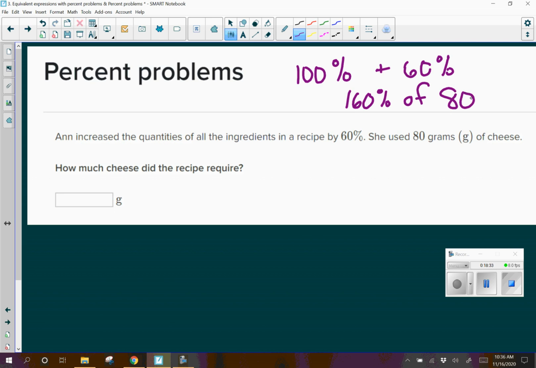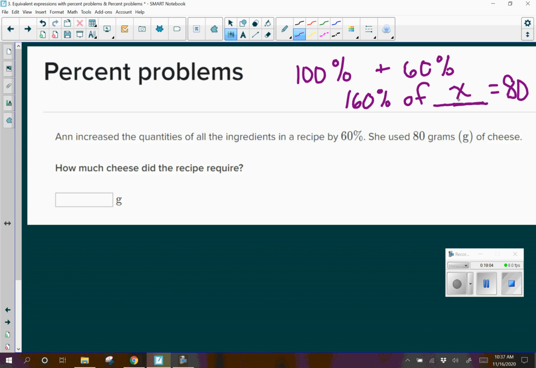So we want to know, let me erase that. We're trying to find what the original recipe is. We want to find 160% of the original amount, and that 160% is going to equal the 80 grams of cheese that she ends up using. So we're trying to find out 160% of whatever that original recipe was. So we're going to just use our variable here.